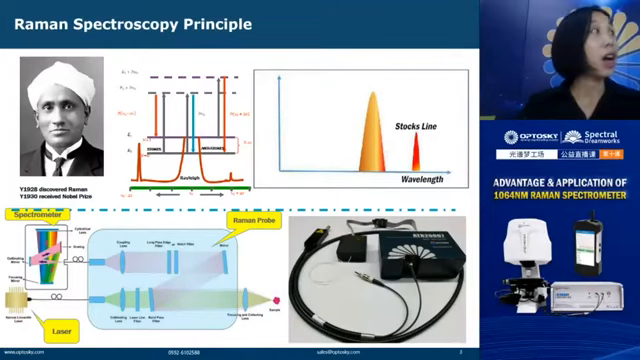First of all, we are going to introduce the Raman spectroscopy principle. You can see this one is Raman. In 1928, he discovered the Raman phenomenon, and two years later, in 1930, he received a Nobel Prize for this discovery.